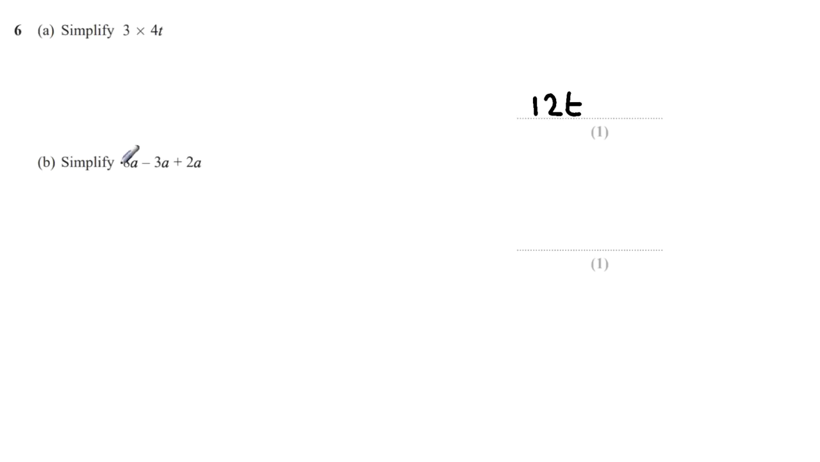6b, simplify 8a minus 3a plus 2a. So first of all, we're going to subtract 8a minus 3a, which gives us 5a. And then you're going to add 2a, which is 7a. So our final answer is 7a.